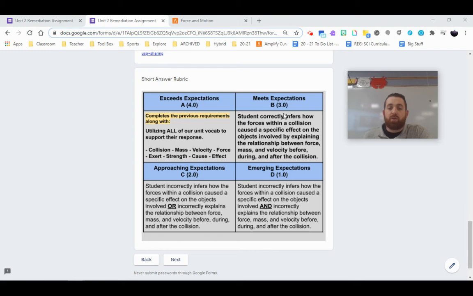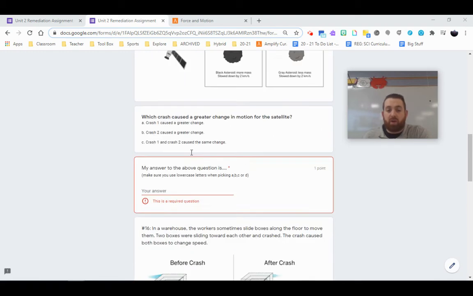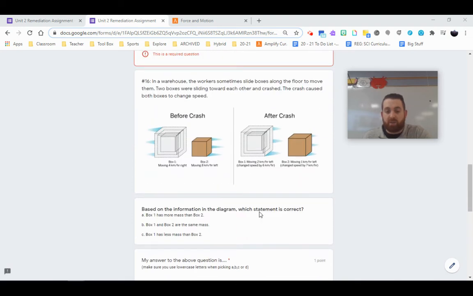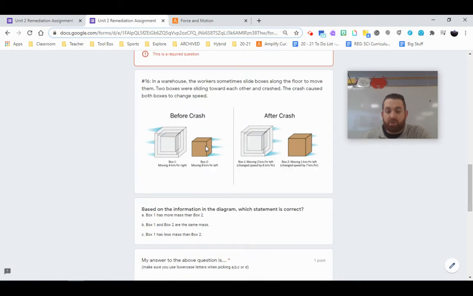One, student correctly infers how the forces within a collision cause a specific effect. With this first one, we're trying to infer about how a specific force within a collision caused a specific effect on the objects. In this case, we're trying to infer about how the collision with the satellite with crashes 1 and 2 caused a greater change in motion for the satellite. Okay, so we're looking at that relationship there.